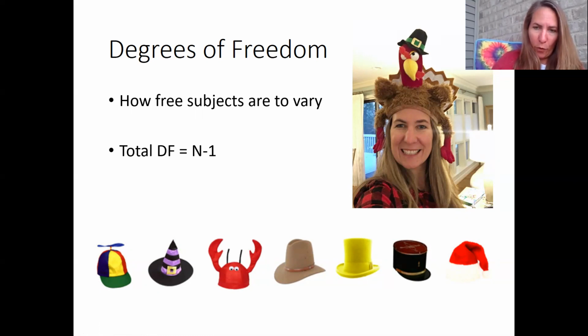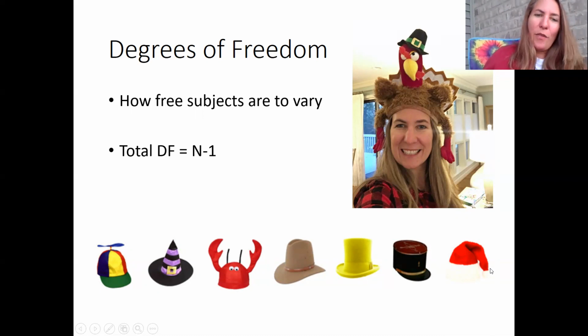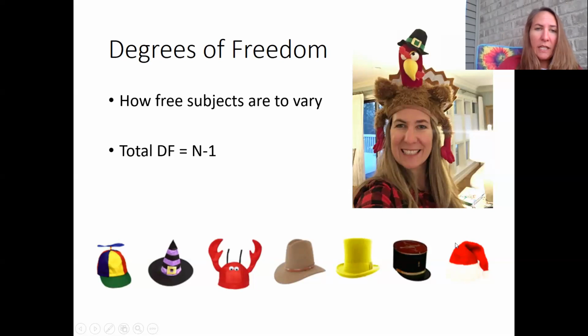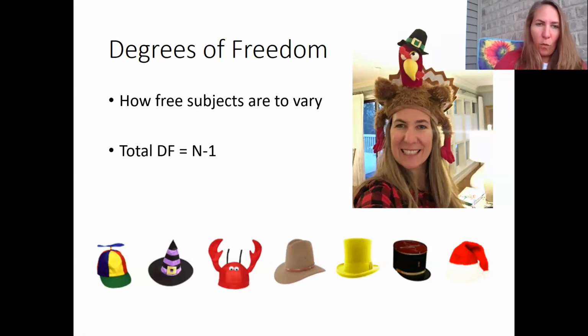We do not have the freedom of choice. Instead, we have to wear the last remaining hat. We have to wear, let's say, the Santa hat, because we would wear that last, right? So our very last choice here is not going to vary. It is what it is, and we cannot vary it any longer. So that is why our degrees of freedom is always -1, because there's always one data point that is not free to vary.